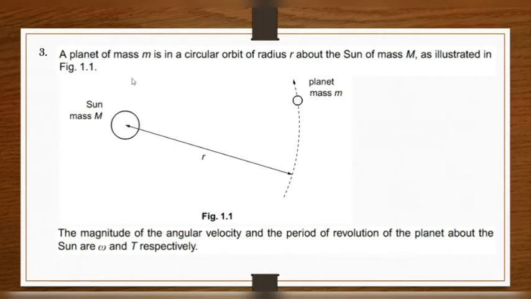Number 3, a planet of mass m is in a circular orbit of radius r about the Sun of mass capital M.